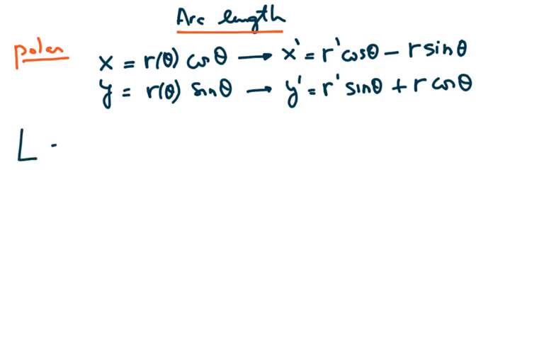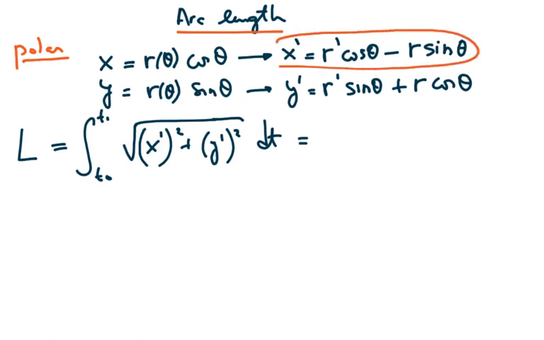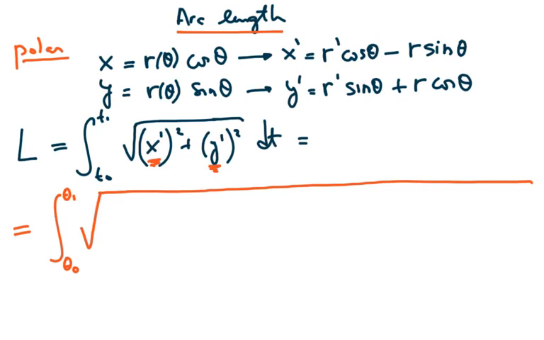Remember that the formula of the arc length in parametrics was the integral between the two values of t of the square root of the derivative of x squared plus the derivative of y squared dt. And now we just calculated how much these derivatives are in the case of polar. So we just have to put in x prime and y prime the two expressions that we deduced here. So we are going to have a gigantic expression here.